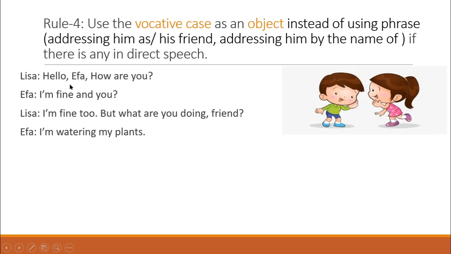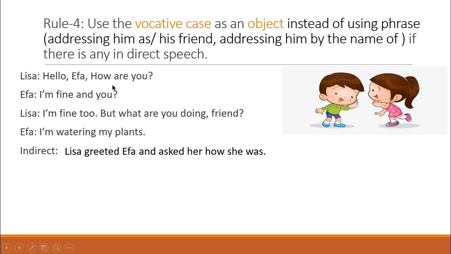Let's change this sentence to indirect speech. So instead of writing this, addressing her as Ifa, we should not write down this. We will write down Lisa greeted. That means we use this Ifa here as an object. And after that, she asked, "How are you?" Lisa greeted Ifa and asked her how she was.